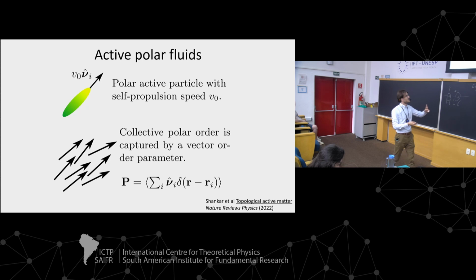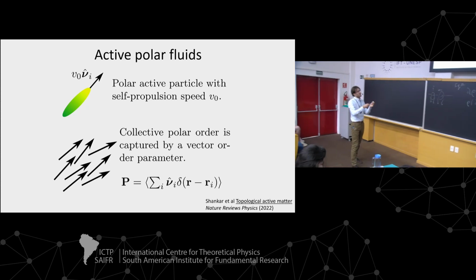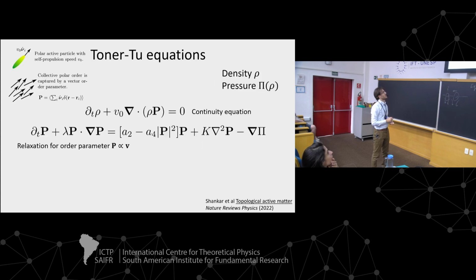So in that sense, the polarization is an order parameter, right? It tells you the degree of alignment between the particles, but it also tells you the velocity, because for each particle, the velocity is just v naught times p, right? Each particle has this self-propulsion associated with their direction.